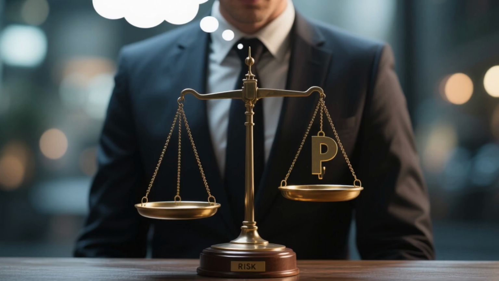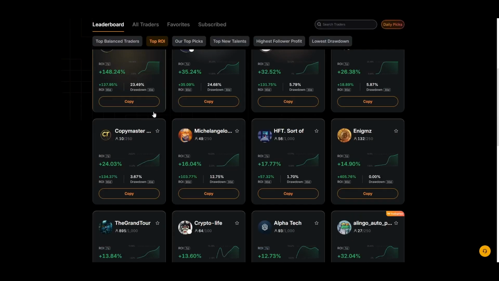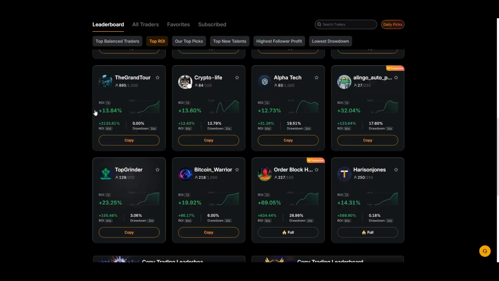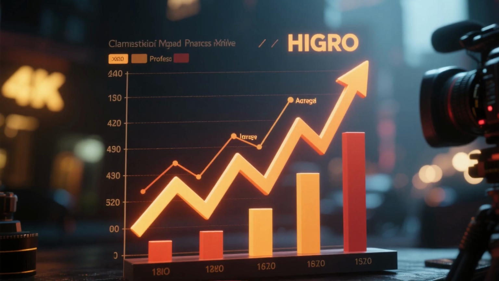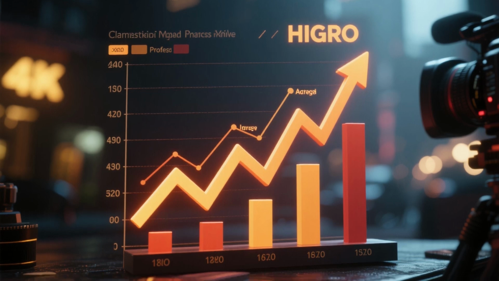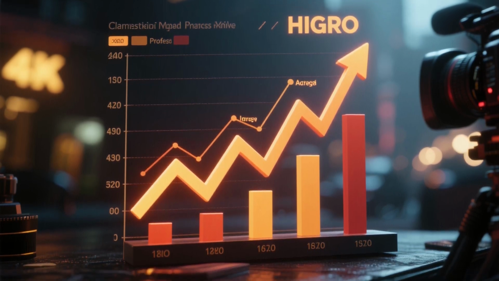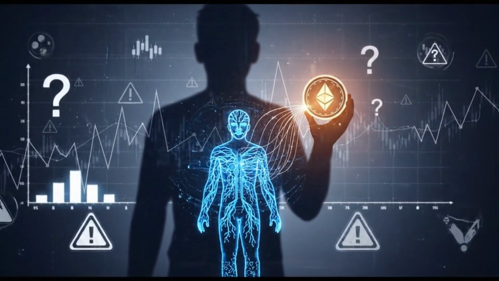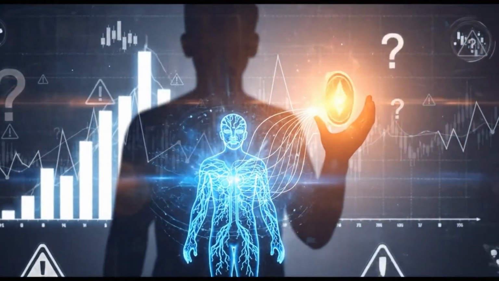Why ROI alone is a trap. High return numbers attract attention, but they often hide extreme risk. A trader can generate high ROI by using aggressive leverage or risky strategies. As a follower, you inherit that risk even if you do not understand it.